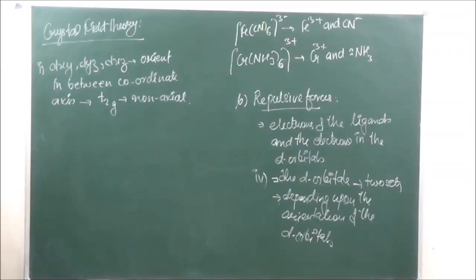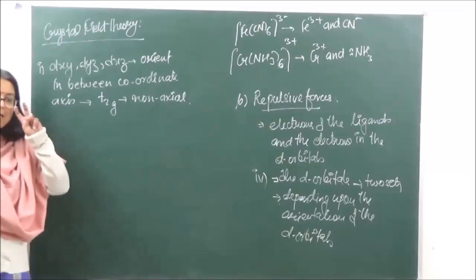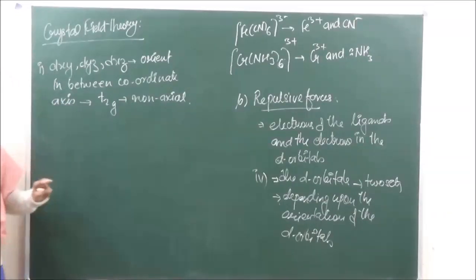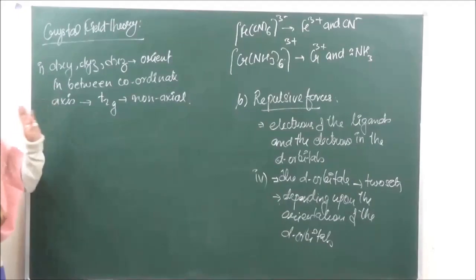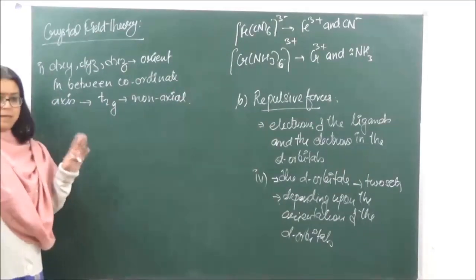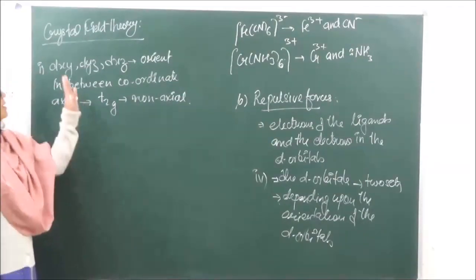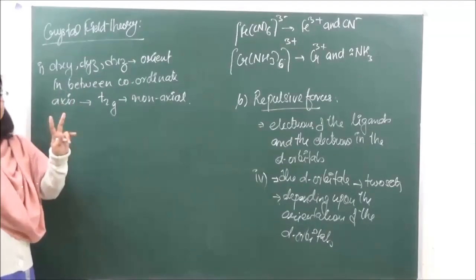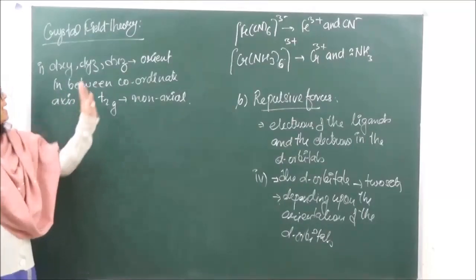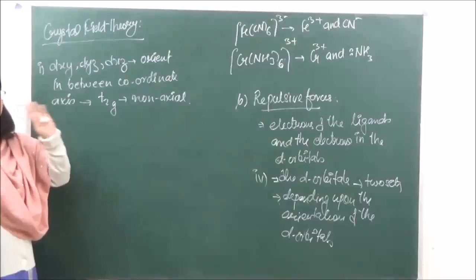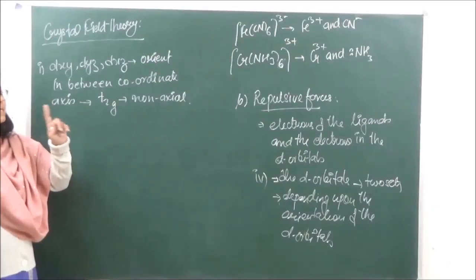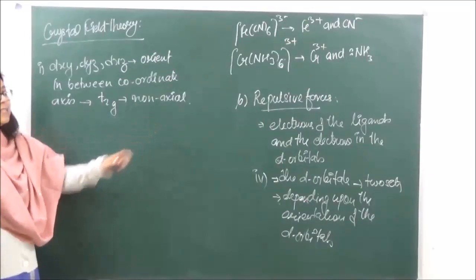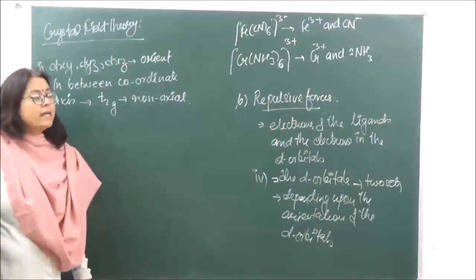What do you understand by non-axial? That they will be in between the axes. When we are talking of xy, there are 2 lobes of d. You know this, na? xy means that the lobes are in between x and y. Okay? yz means that the 2 lobes are in between y and z. And xz means that the lobes are going to be between x and z. So they are not going to be on the axis. Therefore, they are said to be non-axial in nature.